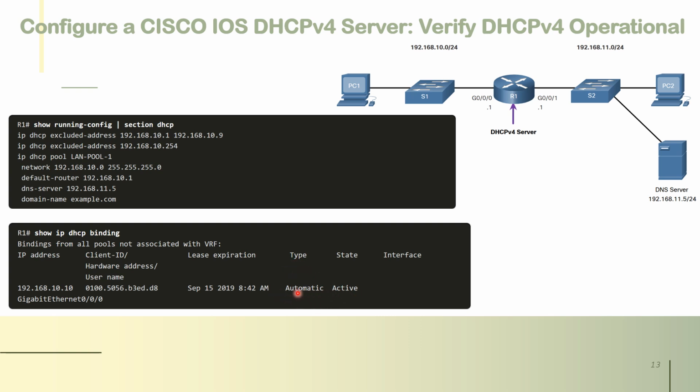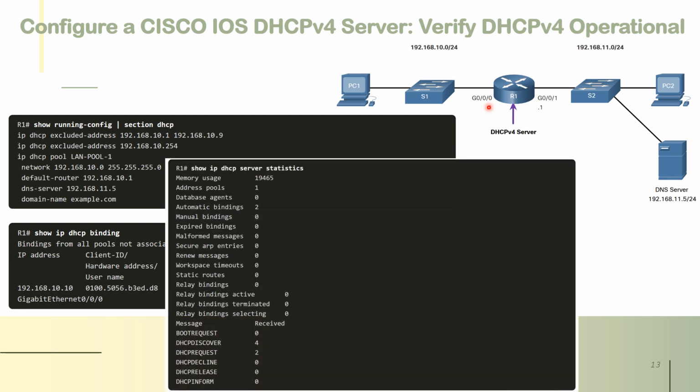It is get automatically, it is active, and it is provided by this interface, which is the interface of the router. Then we will have verification of DHCP version 4 statistics, which means by using the show IP DHCP server statistics, there are all the messages that have been received or sent by the router. And as you can see, we have one address pool. There are 4 DHCP discover messages sent to DHCP request. And this is at the router.